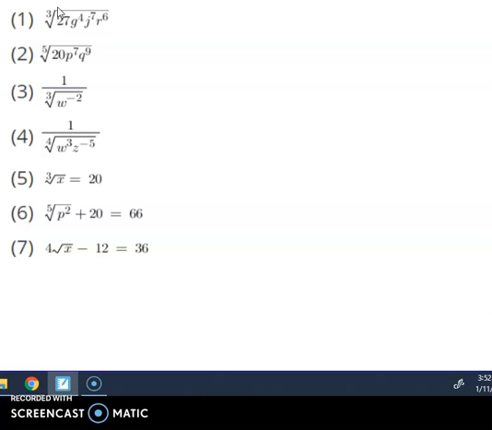So again, turn the video off and complete the problems on your own. Turn the video back on just as a way of checking what you're thinking.